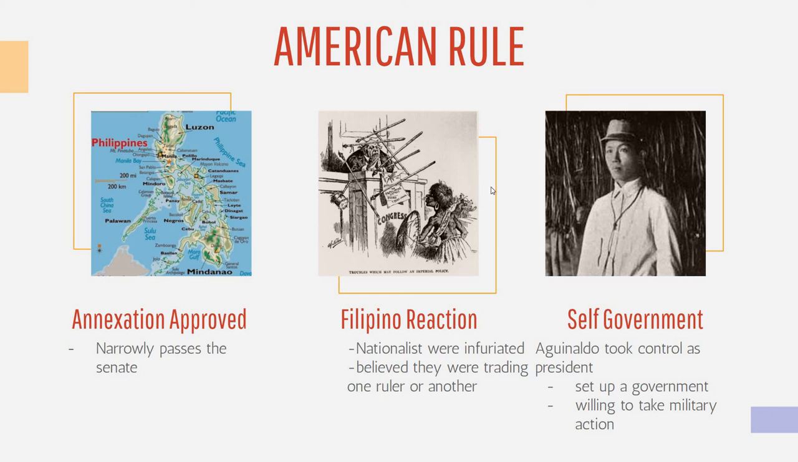So we can see this cartoon here: "Troubles with may follow an imperial policy." Again, an incredibly racist cartoon that is showing the Filipinos as natives that only throw spears, throwing it at the Congress of the United States here. So what happens is these rebels, led by Aguinaldo, take control of government, and he takes control as president. He sets up his government, and he is willing to take military action if need be.